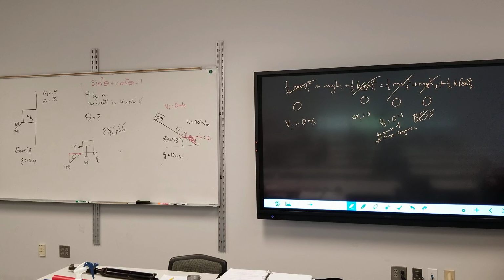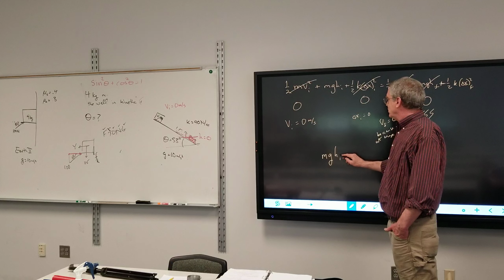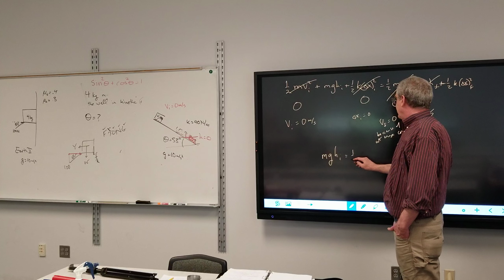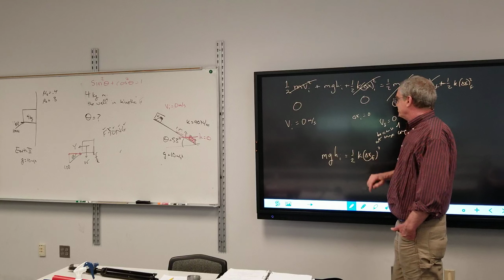So we've reduced this whole thing down to just 2 terms. See how easy physics is? You just set a bunch of stuff to 0. We're now down to mgh initial equals 1/2 k delta x final squared.